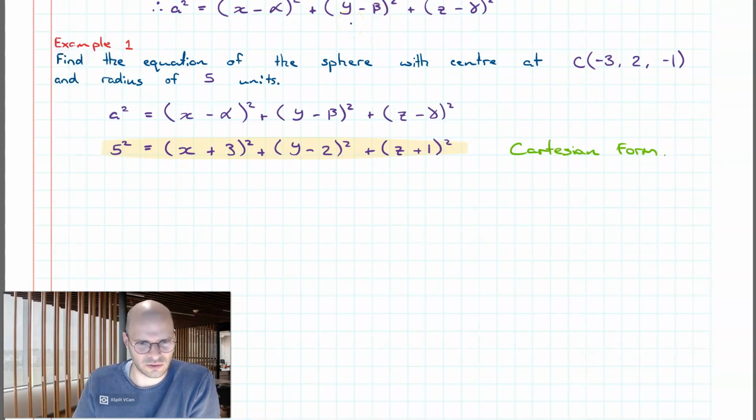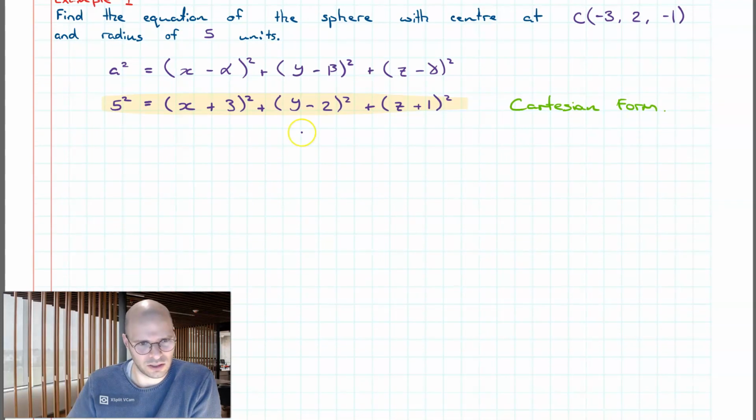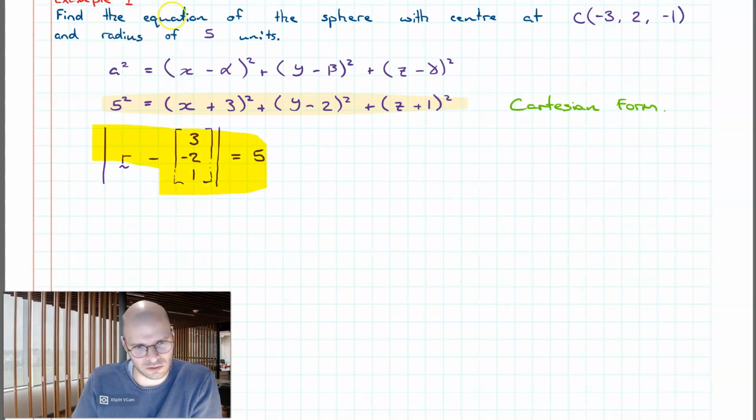So this is our Cartesian form. Converting this into vector form, we can draw it as a column vector, or we can write it in its component form. To do this, we simply go the absolute value of, and on the first one I'm going to write it in its column form, so it's going to be the arbitrary point r subtracted by our column vector (-3, 2, -1), and all of this is equal to 5. So this is our vector form.